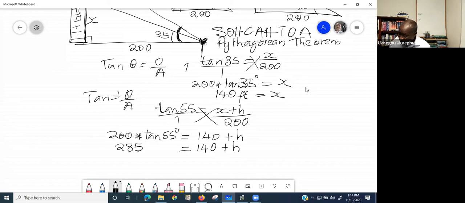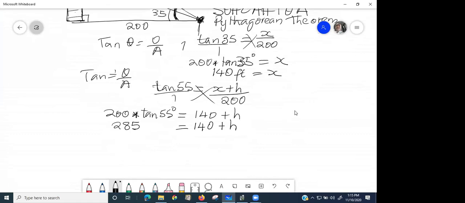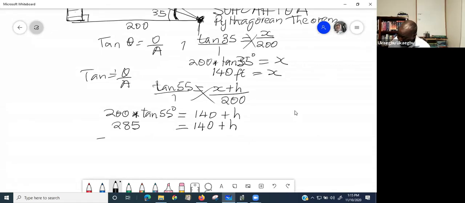So they're asking us for H, right? So what's our next step? Subtract 140 from both sides. So you do minus 140 and then minus 140. This crosses out and you're left with H here. And when you do this one, you are going to get about 145. So the height of the smokestack is 145.